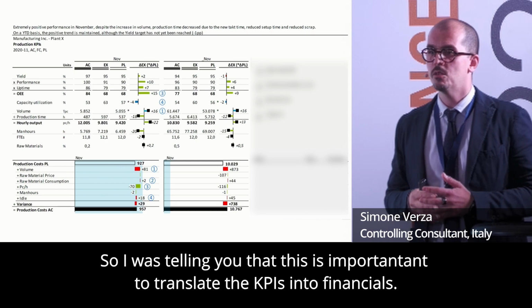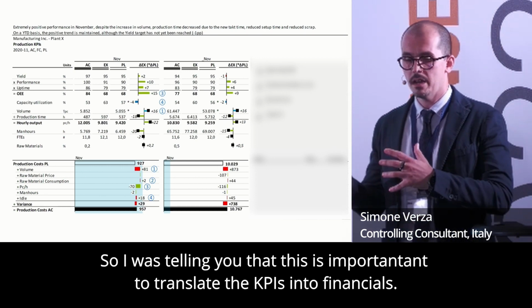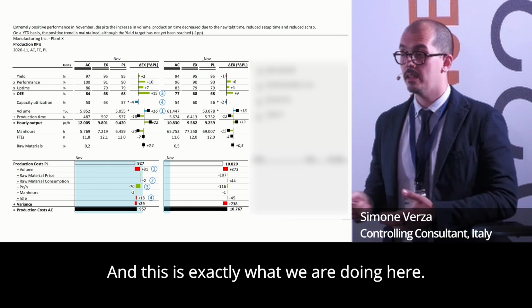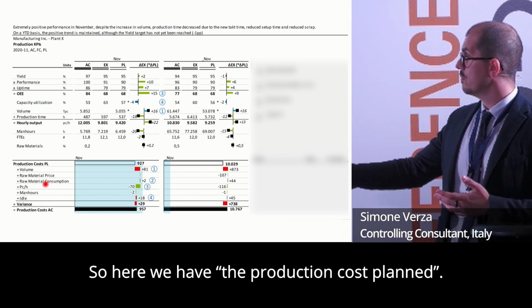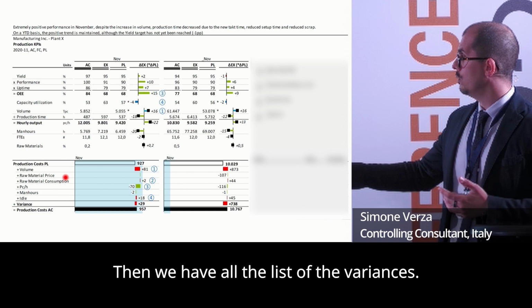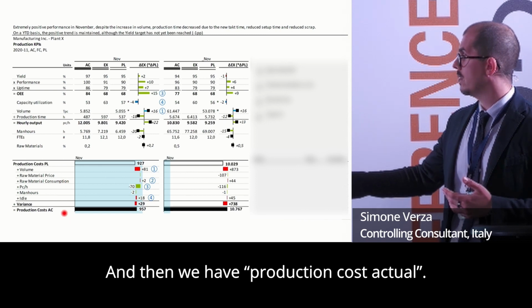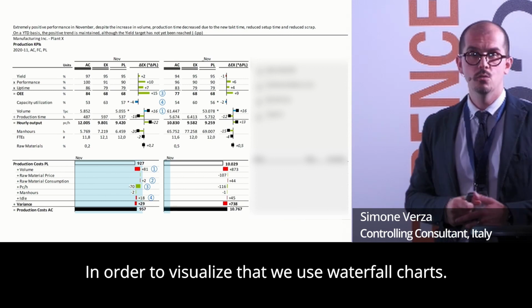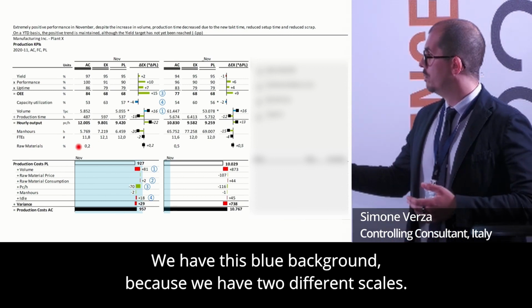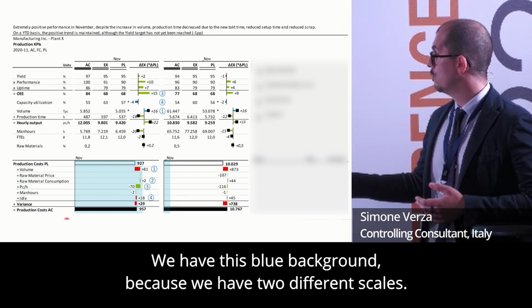I was telling you that it's important to translate the KPIs into financials, and this is exactly what we are doing here. So here we have the planned production cost, then the list of all the variances, and then the actual production cost. In order to visualize that, we used waterfall charts. We have this blue background because we have two different scales.